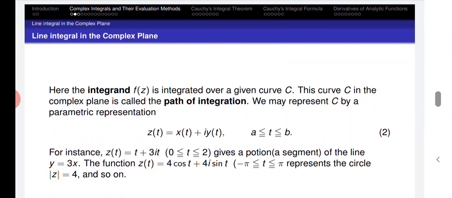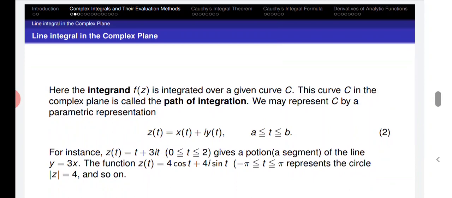Here the integrand f(z) is integrated over a given curve C. This curve C in the complex plane is called the path of integration. We may represent C by a parametric representation as z(t) = x(t) + i y(t), where t lies between a and b.